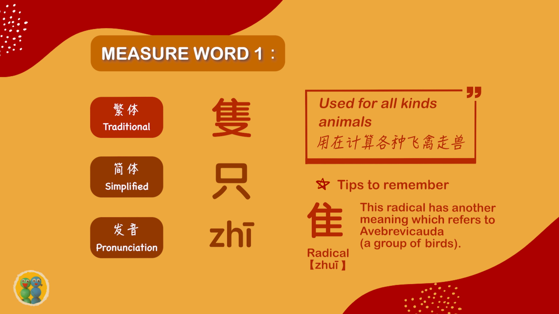I would say it is a convenient measure word because you can use it for all kinds of animals, but just not being very specific. You can see the upper part of this character. It is the radical pronounced zhī. This radical has another meaning which refers to Abrivicauda, which means a group of birds. You can Google it to know in detail about this group. So the measure word for birds, you can only use this measure word, 只.